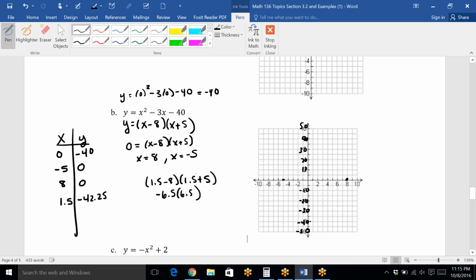So 0, negative 40 is our y-intercept. So I guess we can label that now. And this is negative 5, 0. This is 8, 0. And then the lowest point was 1.5, negative 42.25. So in a parabola, there's always a lowest and a highest point, depending on if the parabola opens up or down. In this case, this one's opening up, so there's a lowest point, and that's always halfway between the two x-intercepts. So that's why I was doing that counting.